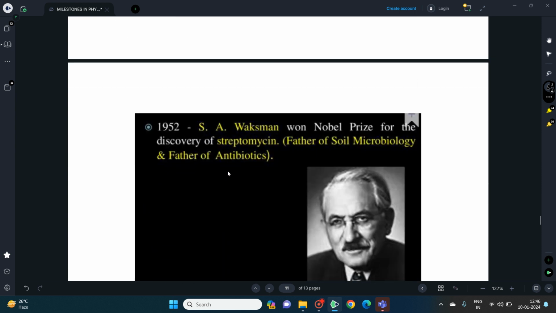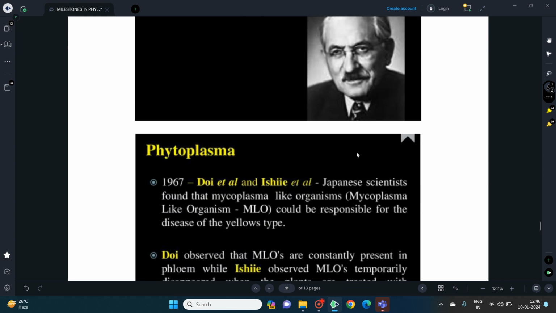In 1952, Waksman won the Nobel Prize for the discovery of streptomycin, and he is named the father of soil microbiology and father of antibiotics.